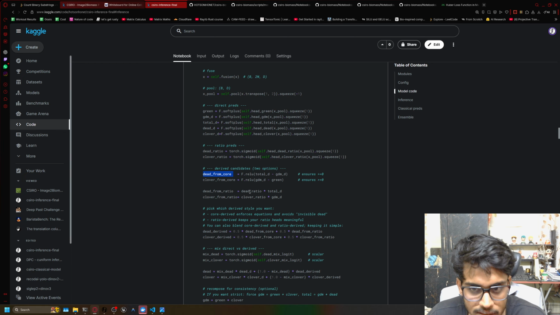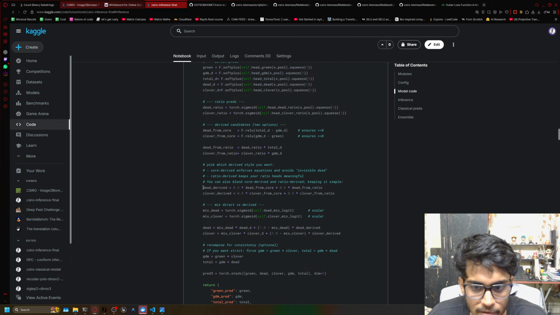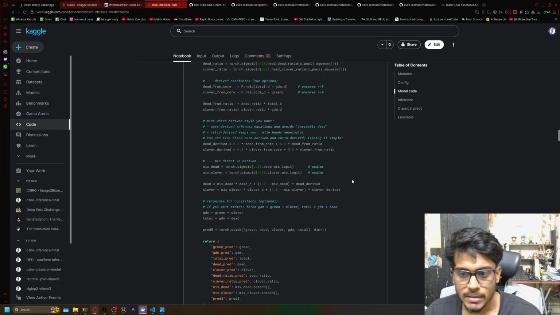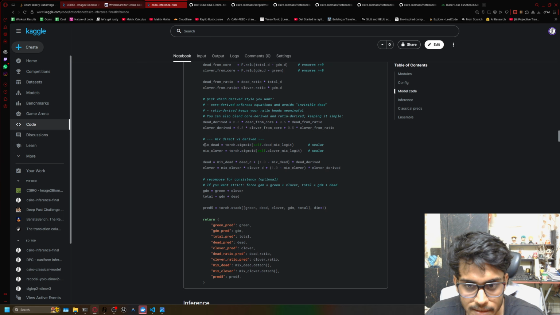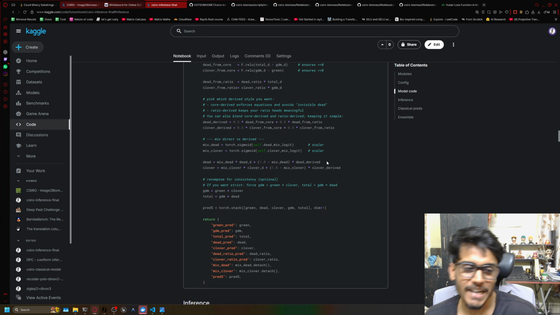Since I was also predicting the ratio, from the Dead ratio I predicted, I multiplied by the total to get the Dead amount. Then I averaged the Dead value from the difference and the Dead value from the ratio. This was one more thing I did, because I just wanted the model to learn how to predict Dead and Clover.